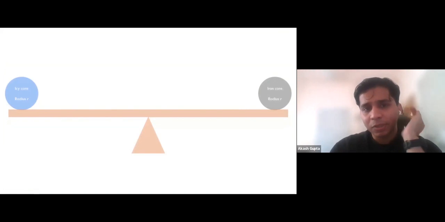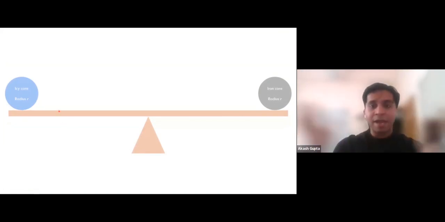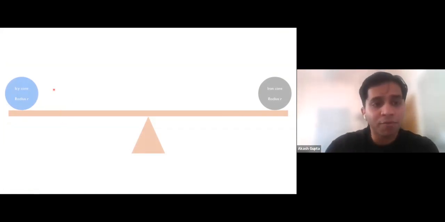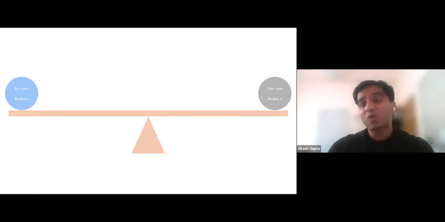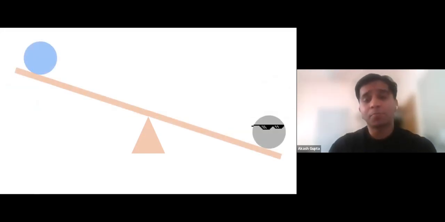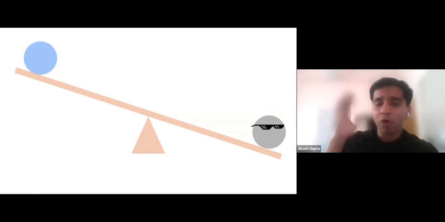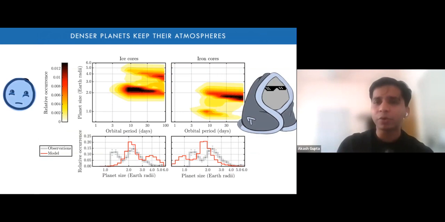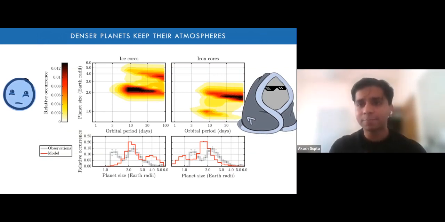Take the example of two end-member cases: a planet which has a pure icy core and a planet which has a pure iron core. We know that iron is heavier, and so the iron core is denser. What that means is that for a given planet size, an iron core planet will be better at holding on to its atmosphere than an icy core planet because it will be more massive.